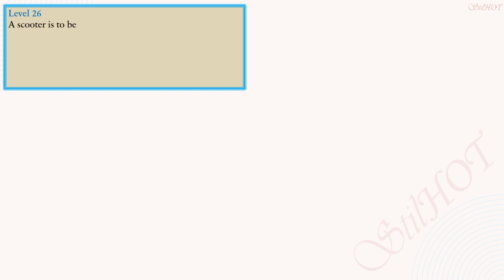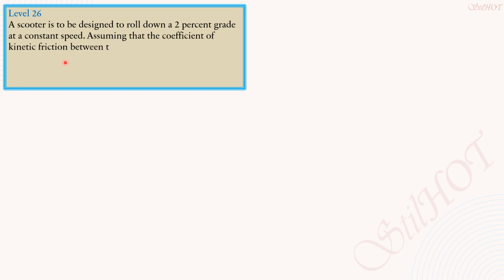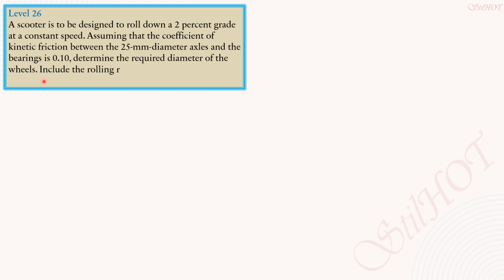Level 26, a scooter is to be designed to roll down a 2% grade at a constant speed. Assuming that the coefficient of kinetic friction between the 25 mm diameter axles and the bearing is 0.1, determine the required diameter of the wheels. Include the rolling resistance of 1.25 mm between the wheels and the ground.